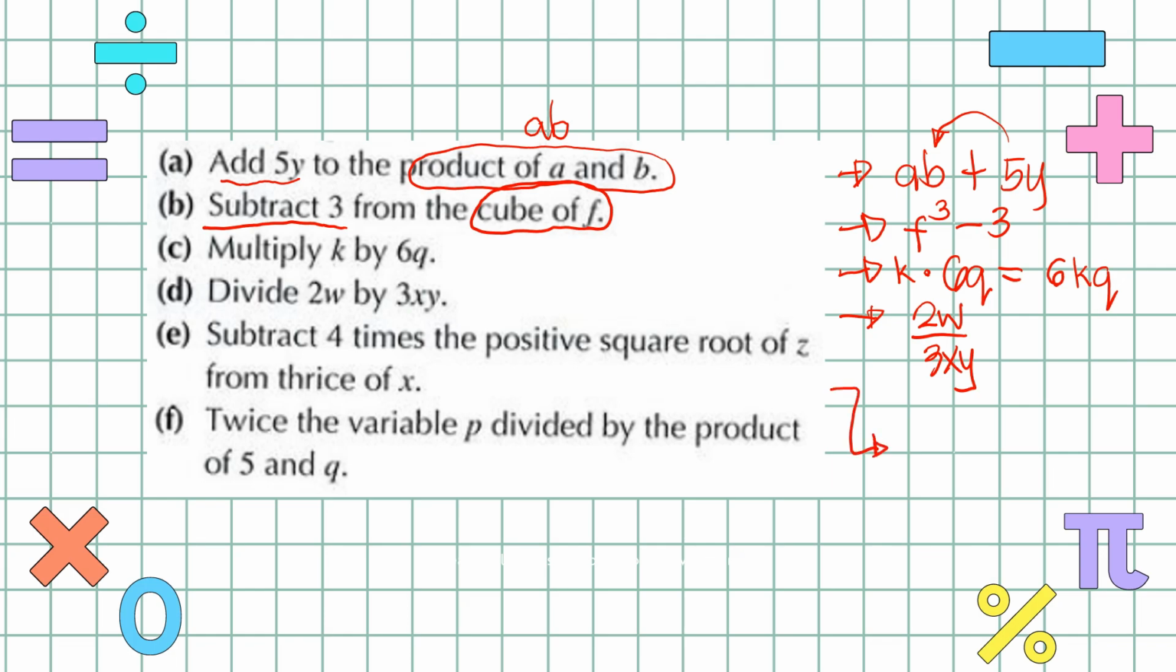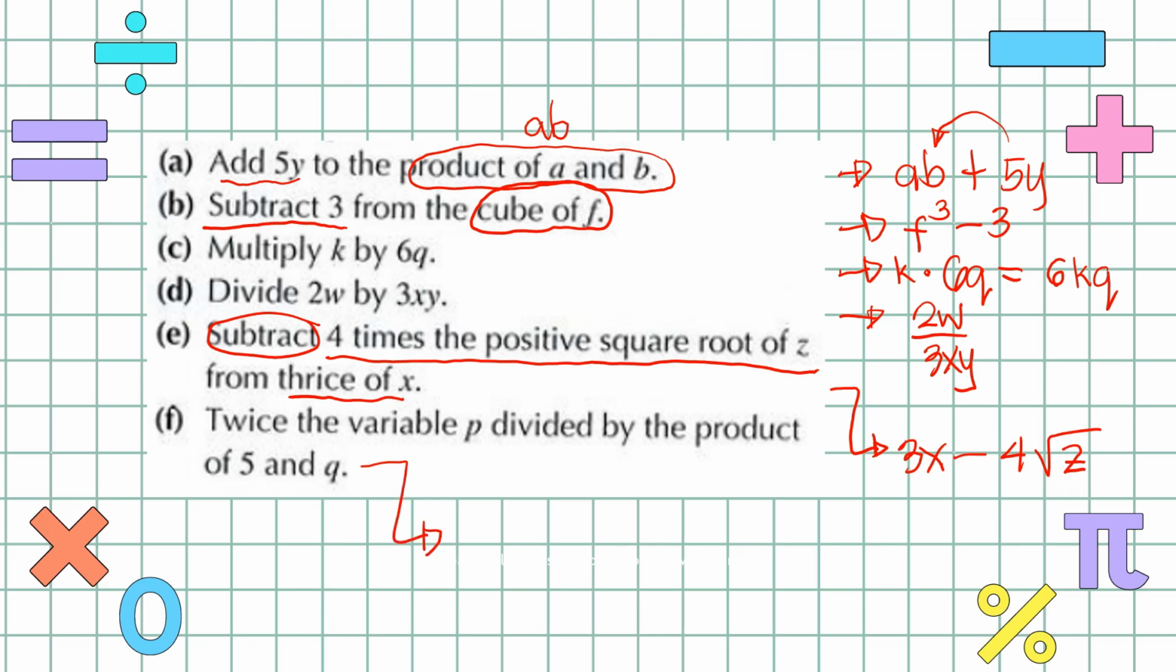Okay? And for letter E, let's have it here. Subtract 4 times the positive square root of z from thrice of x. So we will be subtracting this from thrice of x. So what is thrice of x? Thrice meaning 3 times. So that is 3x. So from 3x, we will be subtracting 4 times the positive square root of z. So this is the positive square root of z.